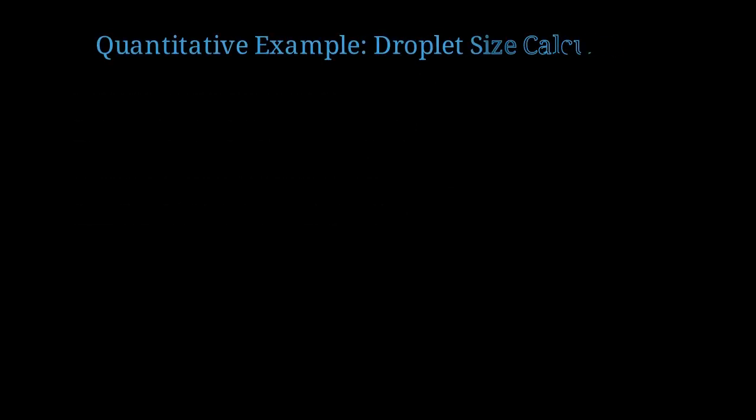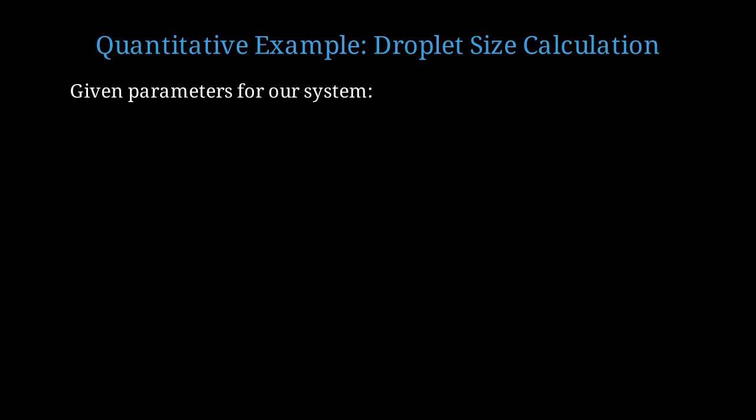Let me work through a quantitative example to illustrate the physics. Suppose we have a T-junction device with a channel width of 100 micrometers. Let's define our system parameters. Continuous phase flow rate is 100 microliters per hour. Dispersed phase flow rate is 10 microliters per hour. Q_C equals 100 microliters per hour. Q_D equals 10 microliters per hour. The flow rate ratio phi equals 10 divided by 100, which equals 0.1.